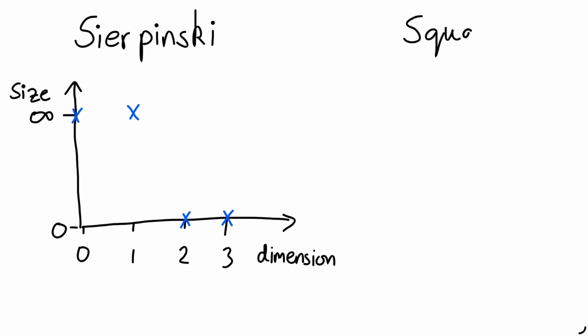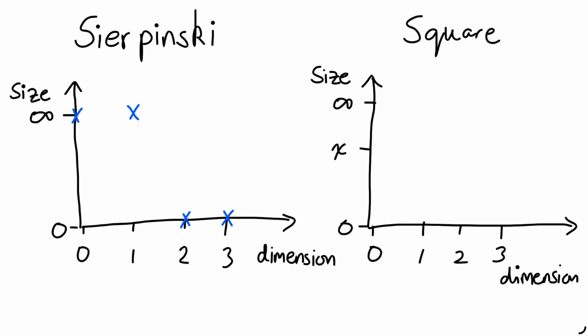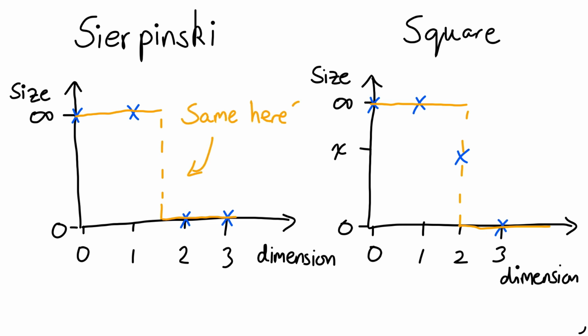Now let's draw up the same graph for a square. We know that a square has no volume, and if you try and cover it up with loads and loads of lines, you'll find that it has an infinite length. But when the dimension is 2, it has a finite non-zero area. And looking at this now, you might be tempted to draw a line through these points. Maybe you're imagining something a little bit like this. Now I'll tell you that that's not how this graph looks. Instead, it looks like this, with the discontinuity right here at 2. So if this is what it's like for a square, the question is, is it the same for the Sierpinski triangle?